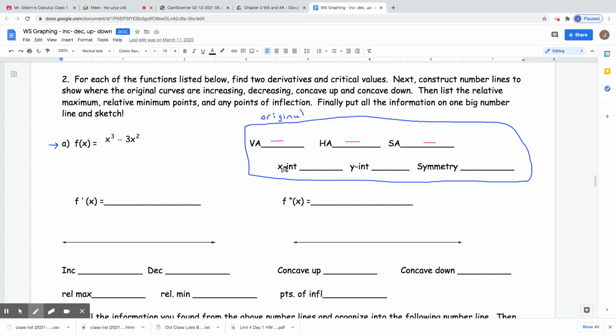All right. To find an x-intercept, what you're going to do, x-intercepts are where it crosses the x-axis.